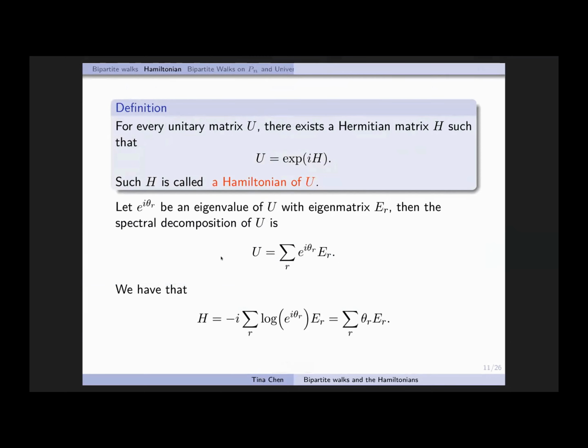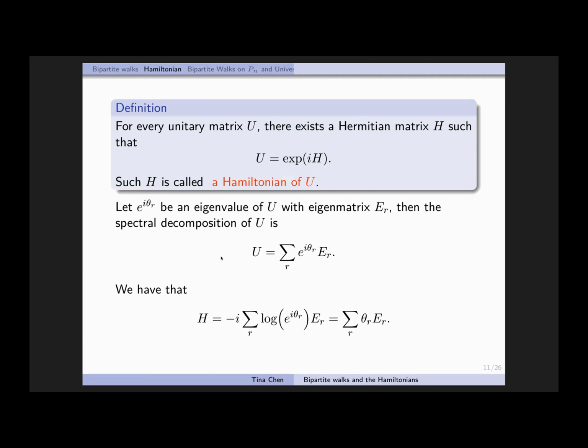Okay, so right now I'm going to introduce the Hamiltonians of bipartite walks, and I use that to build a connection between discrete walks and continuous walks. We know that for every unitary matrix U, there is a Hermitian matrix H such that U can be written as the exponential of iH. Such an H we call a Hamiltonian of U.